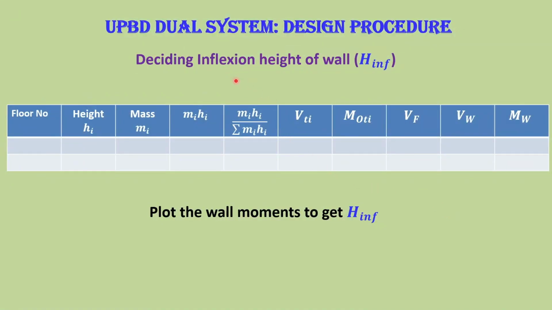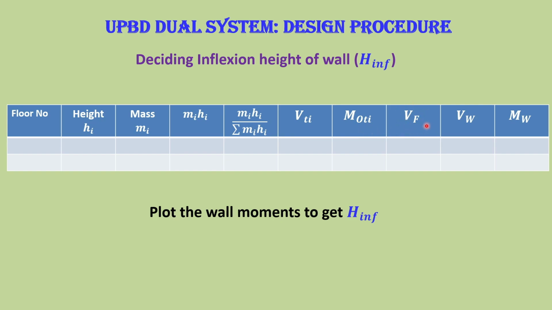Now you have to make a table, as we have discussed earlier in connection with DDBD for dual system, for finding the inflection height H_I,F. So you put the floor number, the height of floors, masses, which are to be known at the beginning. Masses will generally come out of the floors which you already designed, columns which you will take maybe slightly approximately in the beginning considering the capacity design. So these values are known, H_i, M_i, and then find the product, then find the summation, and this product divided by summation of the products. And the BTI calculation we have discussed, MOTI calculation.